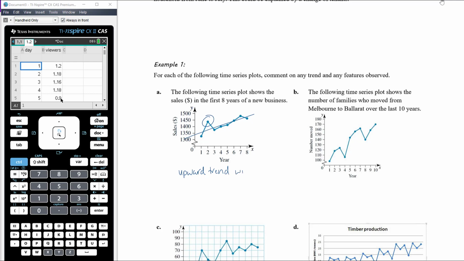Upward trend with irregular fluctuations, and even if we ignore the outlier, there's still irregular fluctuations because the points don't follow a perfect line. There is fluctuation. So as I said, there'll always be fluctuation, with irregular fluctuations and a possible outlier.